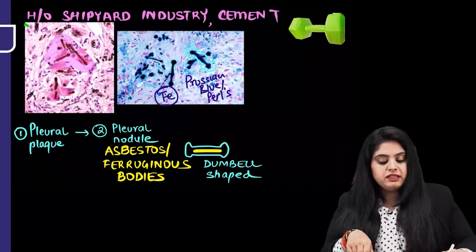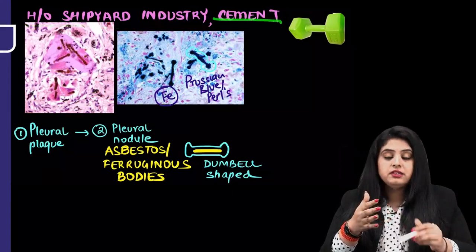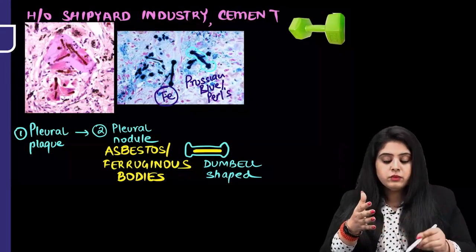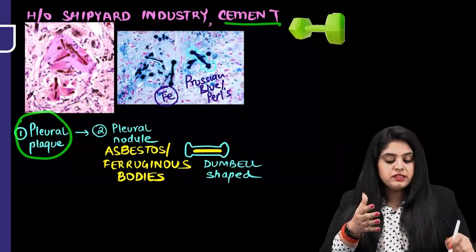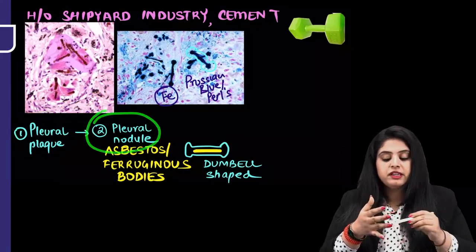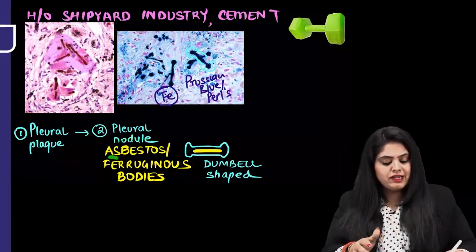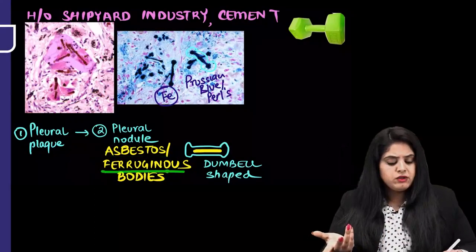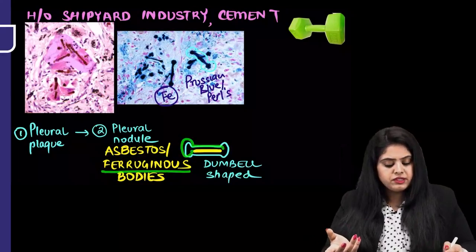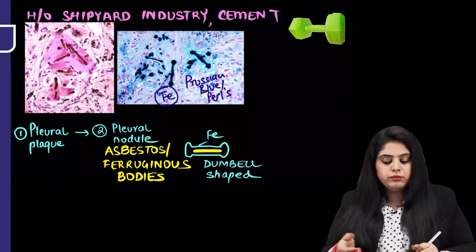Repeating once again, when the person is working in either a shipyard industry or a cement industry, it was the NEET PG 2023 question. Please remember, the first thing that the patient develops is a pleural plaque. After the pleural plaque, the person is next going to develop a nodule. Inside the nodule you will see these asbestos bodies, because asbestos is a fiber, and ferruginous because you have deposited iron around it. So Perls or Prussian blue will be positive.